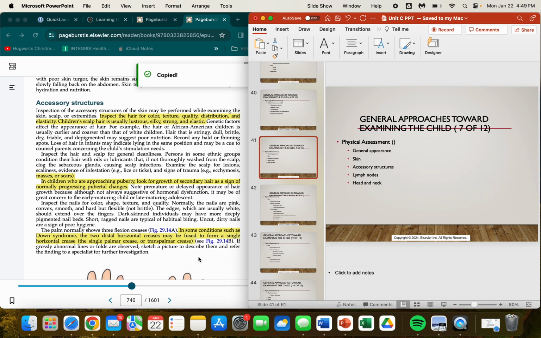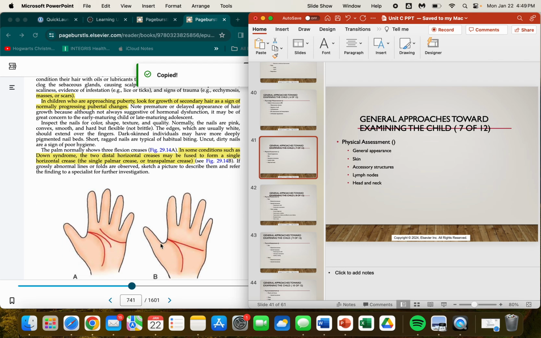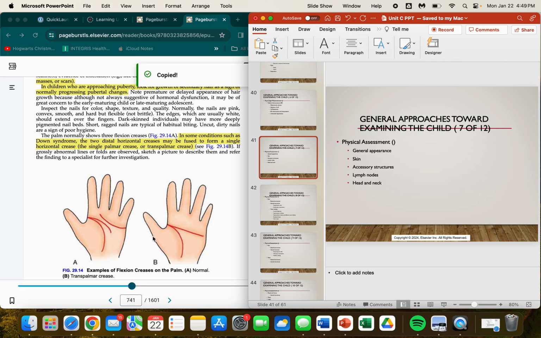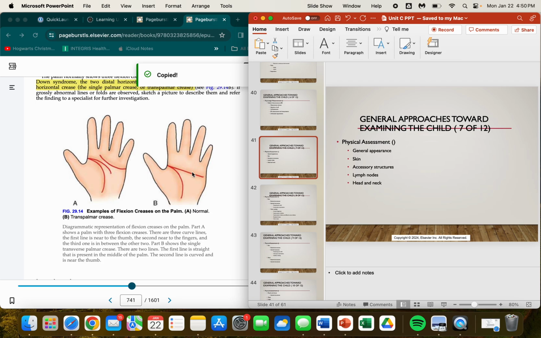Other conditions. This talks about palmar creases. Usually this would happen more in a younger child, but those palmar creases often can note Down syndrome. This is what a normal crease should look like, and then this is what typically it might look like in a person with Down syndrome.